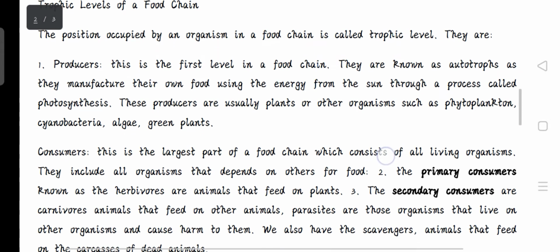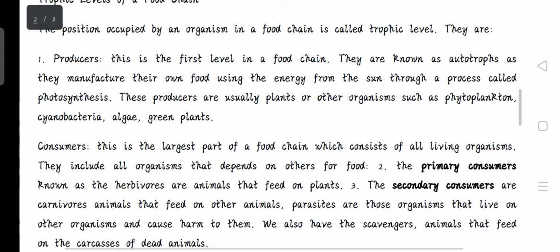We have the producers, that's number one. This is the first level in the food chain, and they are usually called the autotrophs because they have the ability to manufacture food using the sun's energy. This process is called photosynthesis. The producers are usually the plants or the grasses.